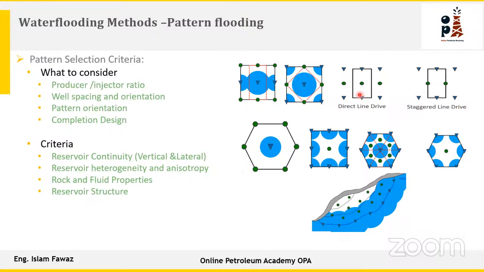Direct line means we have one injector for each producer. If you put the injector at half the distance between two producers, this is called the staggered line. This is 7 spot, this is peripheral, and this is inverted 7 spot, and so on.